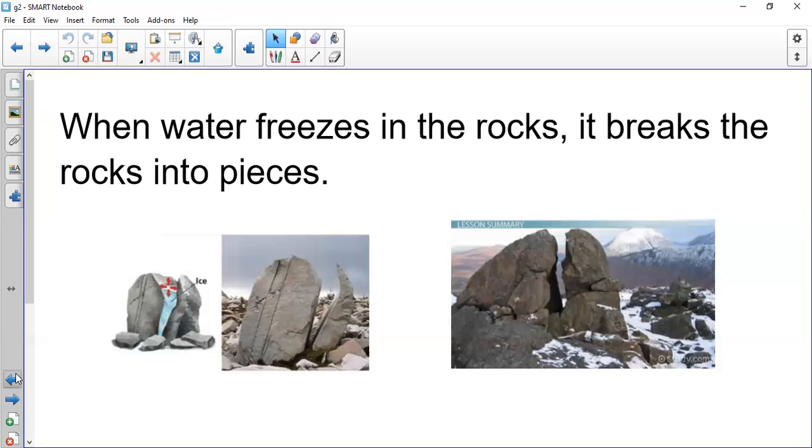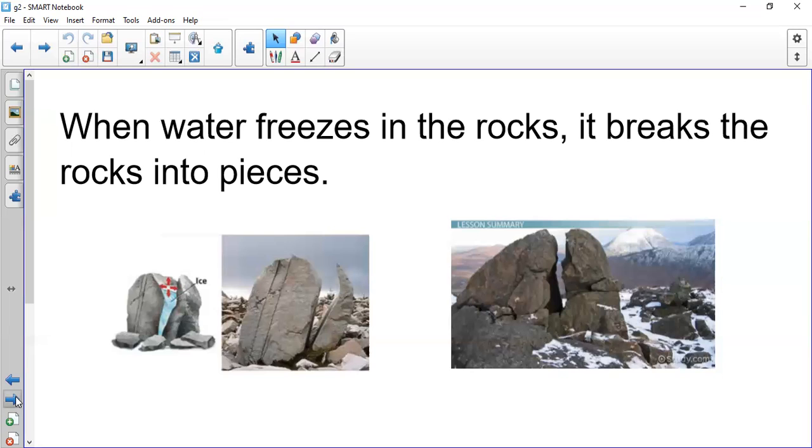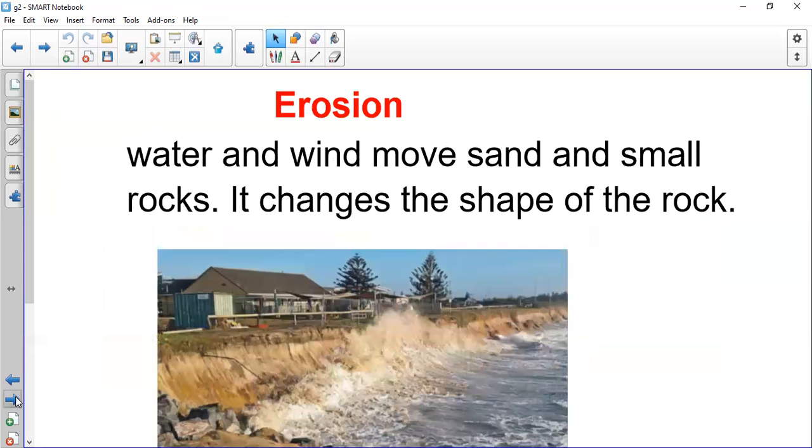So we said weathering, wind and water break rocks into pieces. When water freezes in the rocks, it breaks the rocks into pieces. The rocks will be broken into pieces.